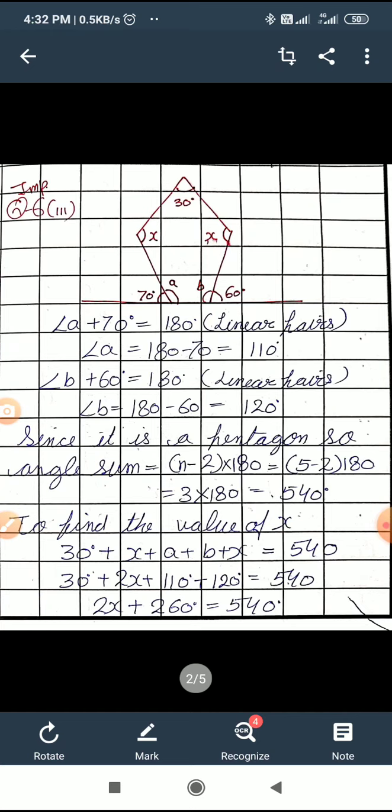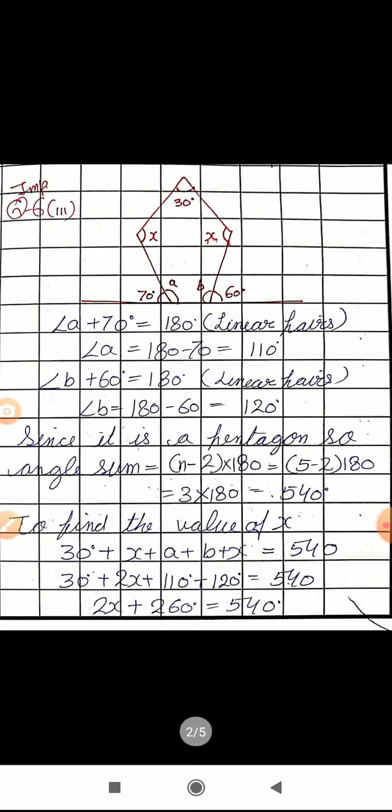Wherever the exterior angles are given, we have assumed the interior angles. One of the interior angles I have assumed as A, the other interior angle I have assumed as B. So A plus 70 is equal to 180 degrees because these are linear pair angles, and hence I got the value of A as 110. Similarly, B plus 60 is equal to 180. These are also linear pairs, so I got the value of B as 120 degrees.